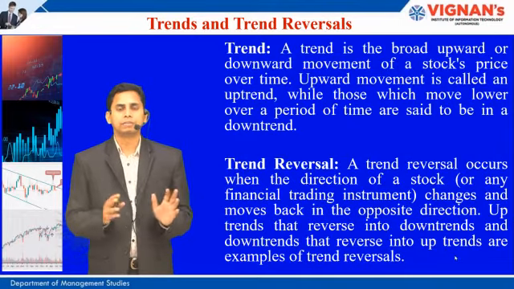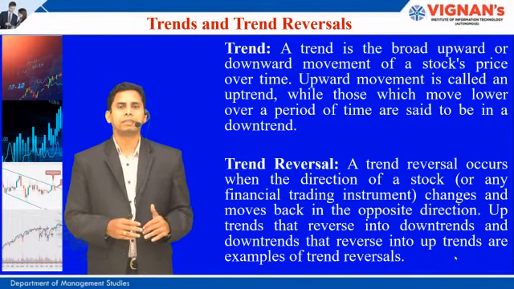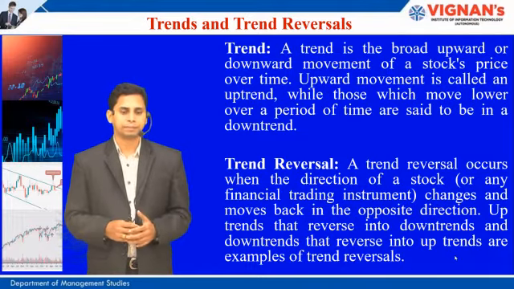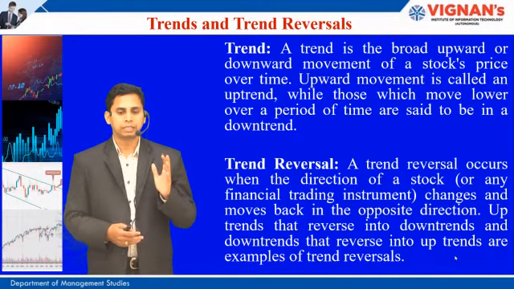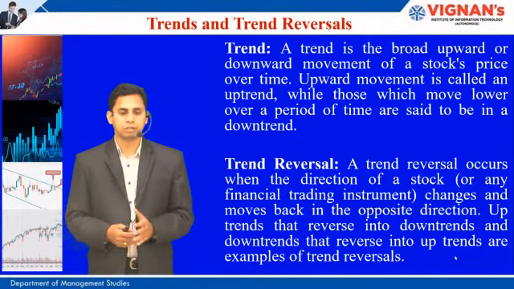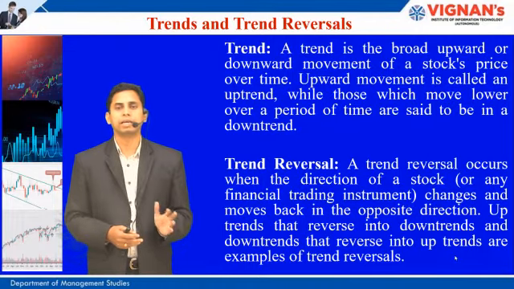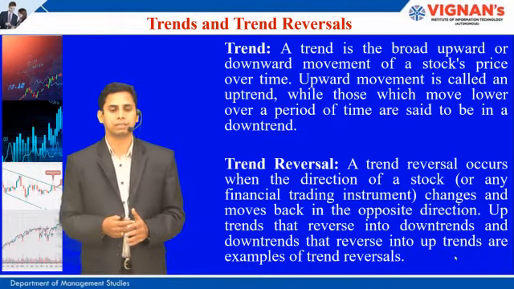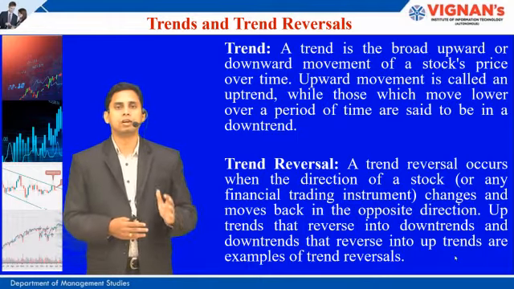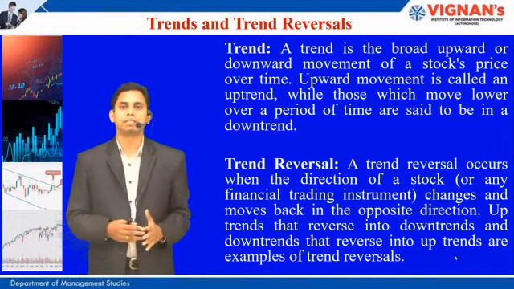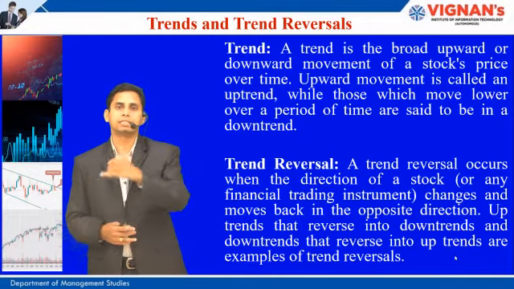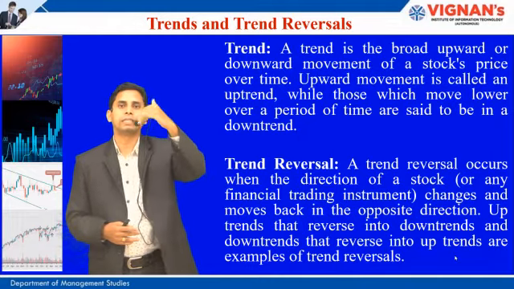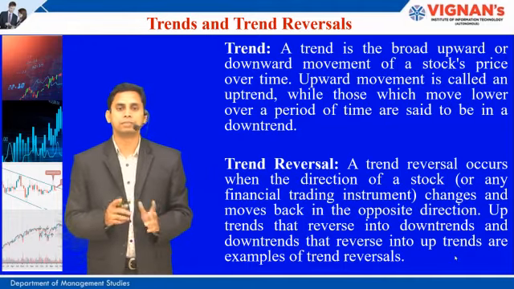So a trend is very clear. A trend can be an uptrend or a downtrend. And what does trend reversal mean? A trend reversal is when a trend occurs in the direction of a stock and then changes and moves back in the opposite direction. That is called a trend reversal. So if the trend is in the upward direction, a trend reversal means the current upward trend is completed and the downward trend has started. This completion of an uptrend and the start of a downward trend is nothing but a trend reversal.